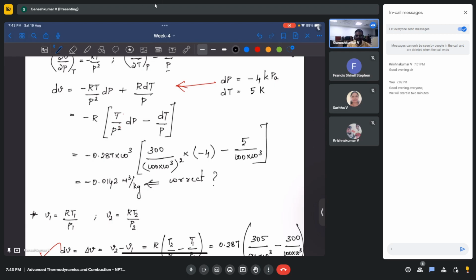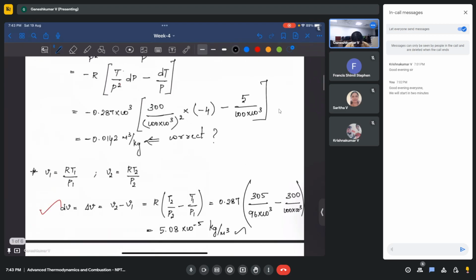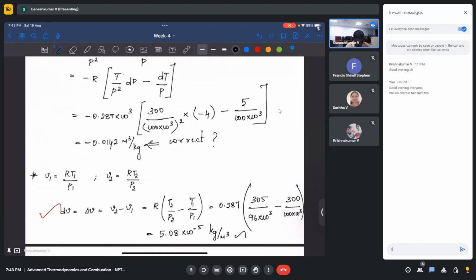I confused even a simple sum, right? What happens? So I am not getting 0.0142. Francis, can you check again? I am getting something like around this value, 5.08. So it's going to be 300 into 4 kilopascal. That's 5 divided by 10 power 5.